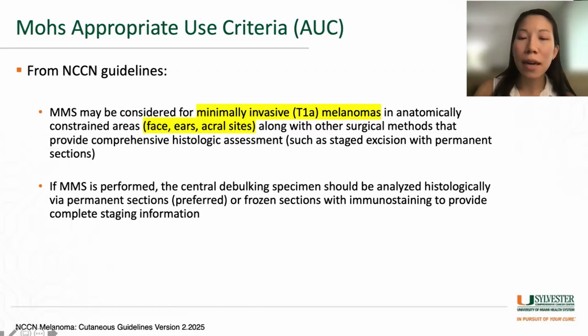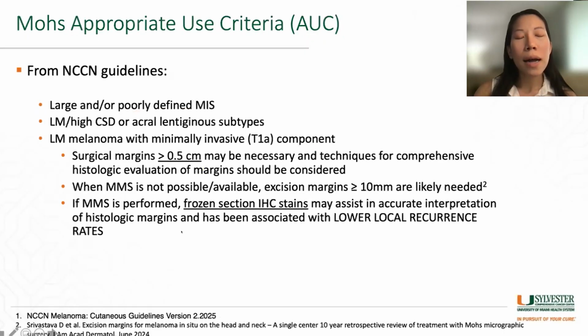When Mohs is not available, you can use other modalities such as staged excision, where you're doing comprehensive histologic assessment. When Mohs is performed, it's critical that the central deep bulking specimen that we remove is either sent for permanent section analysis or frozen section and cut in that vertical fashion in order to truly analyze the depth of the melanoma, because that provides the full staging information. This is in the finer print of the NCCN guidelines.